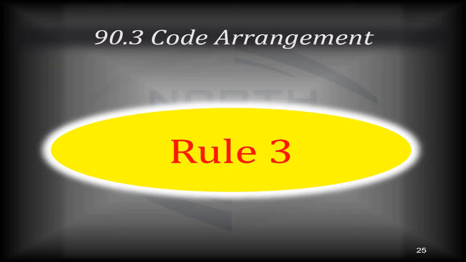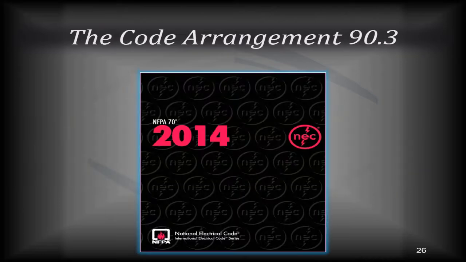It's not enforceable. It's there to help you do your job a little bit better. So, getting into rule number 3, the code arrangement found in 90.3. The code's basically designed around the fact that it's a bigger book. There's a lot of information in there, and it has to flow. So they've created really a kind of ingenious flow as to how this is all going to play out.